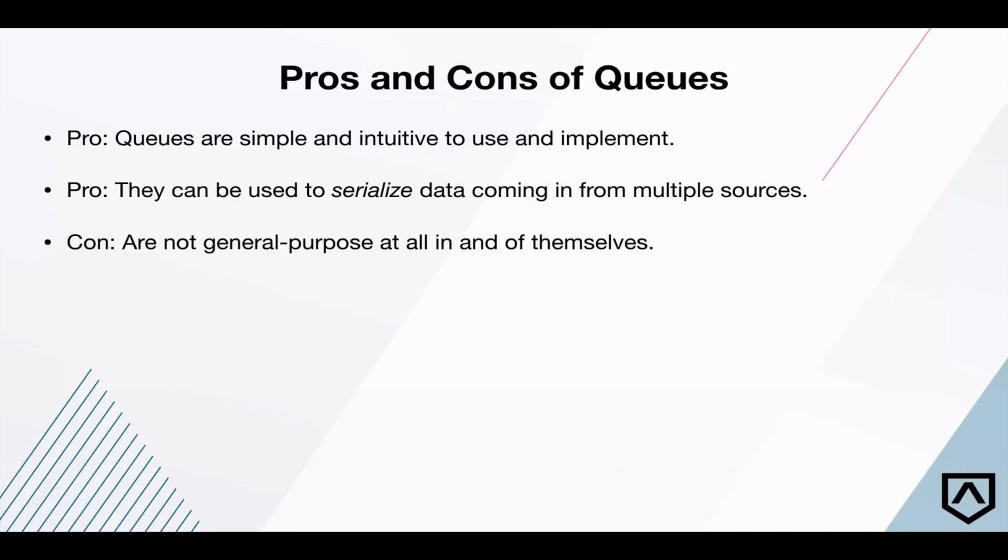Another pro with queues is that they're very handy when you're looking to serialize data coming in from multiple sources. Imagine a scenario where you have a bunch of data coming in from multiple sources, for example, a server that's serving multiple clients. That server needs to handle all those requests concurrently, and one way to do that might be to have all those requests come in and get in a queue, or basically to get in a line.